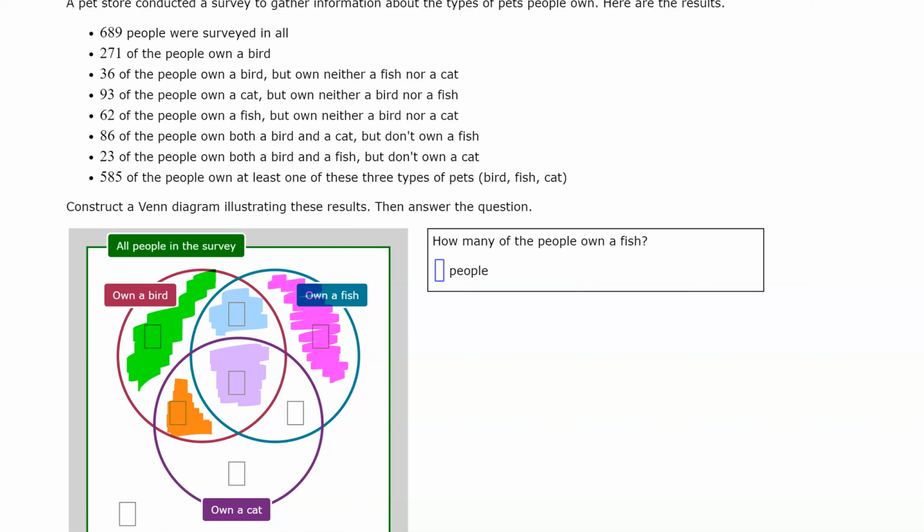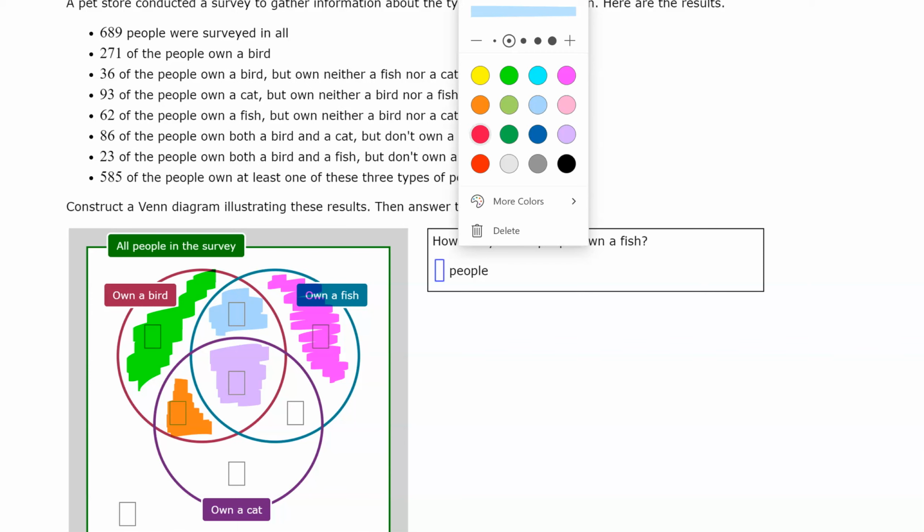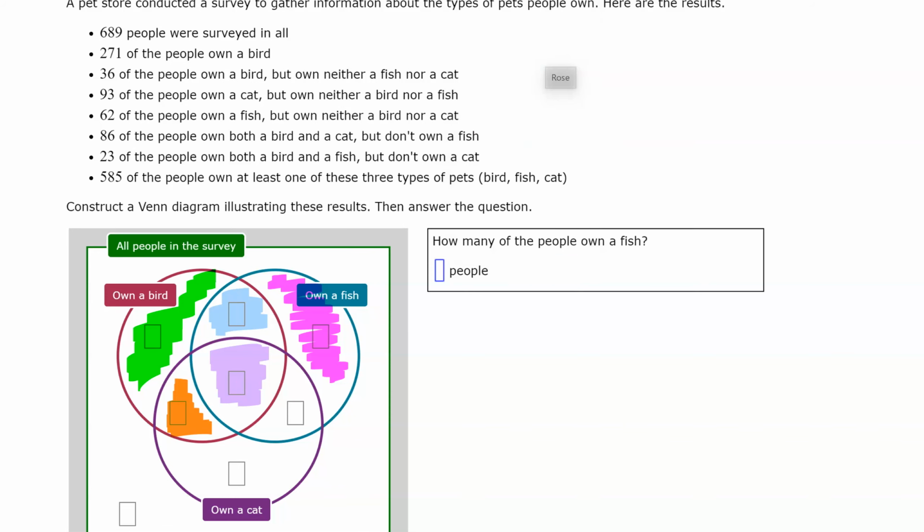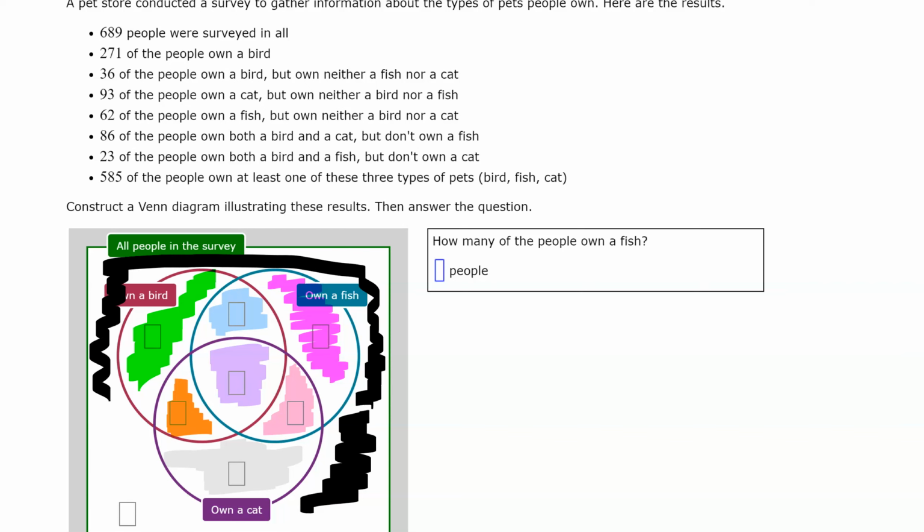Oops, can't have 2 of the same color. That doesn't make any sense. Trying to find a color I didn't use yet. Oh, how about baby pink? Light pink. And then we can use gray. And then we'll have black out here.